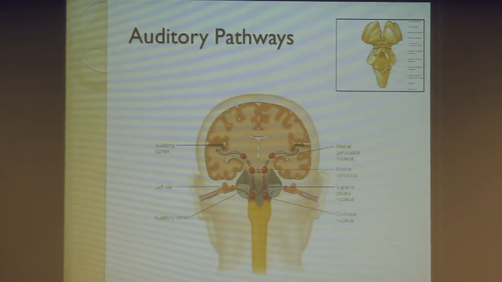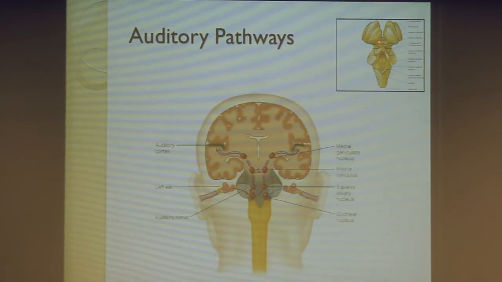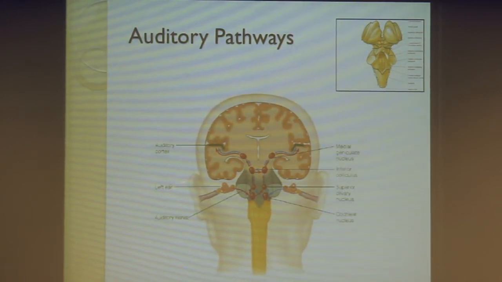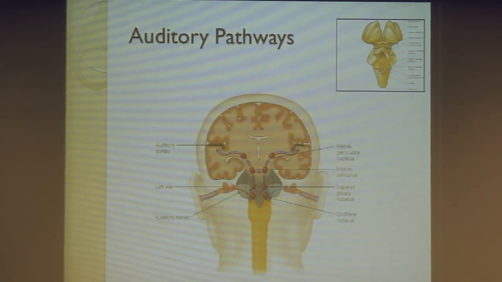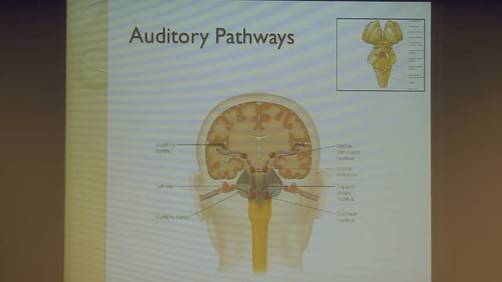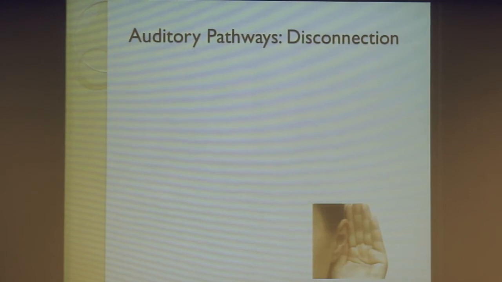Remember I said I'm going to mention the inferior colliculus again. Just a reminder, here's your brainstem, there's your superior colliculus, inferior colliculus. So it goes to the inferior colliculus, to the medial geniculate nucleus, and to the auditory cortex. Quite a complex little system, but if you can remember that, that'll be really good.